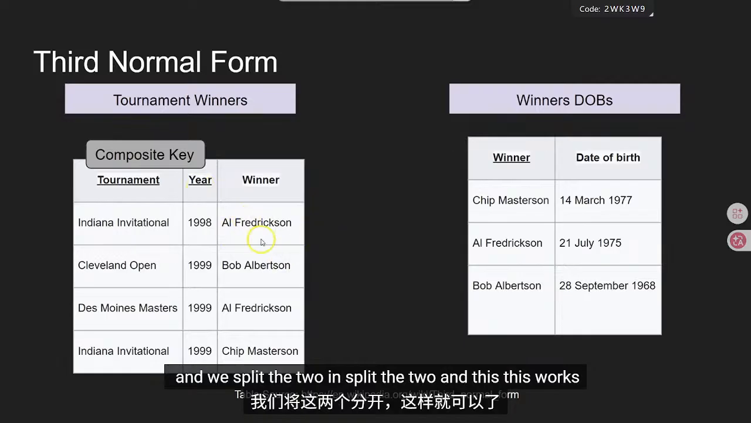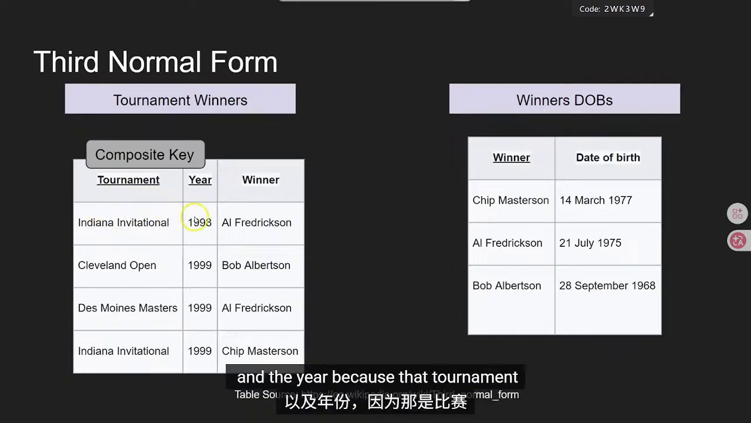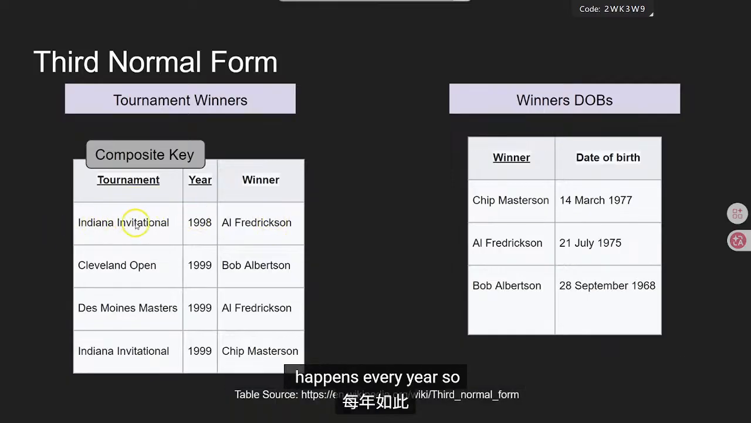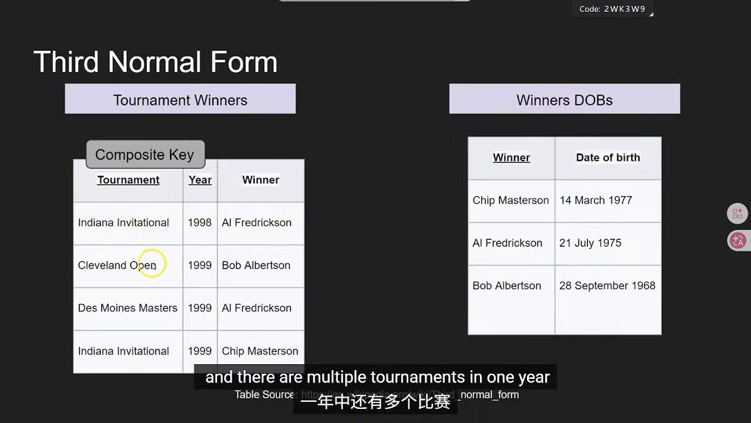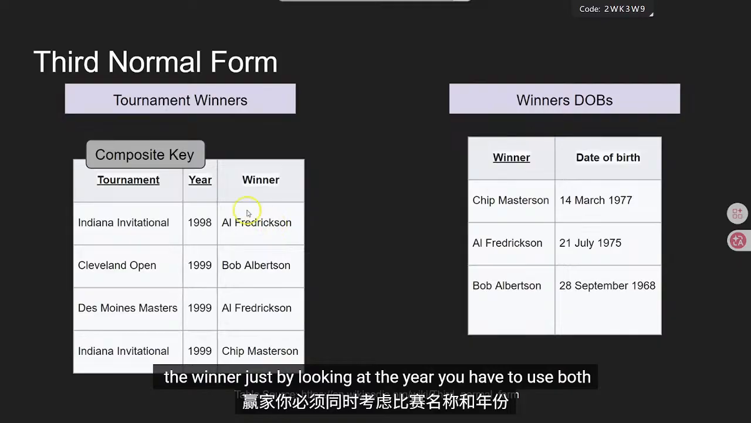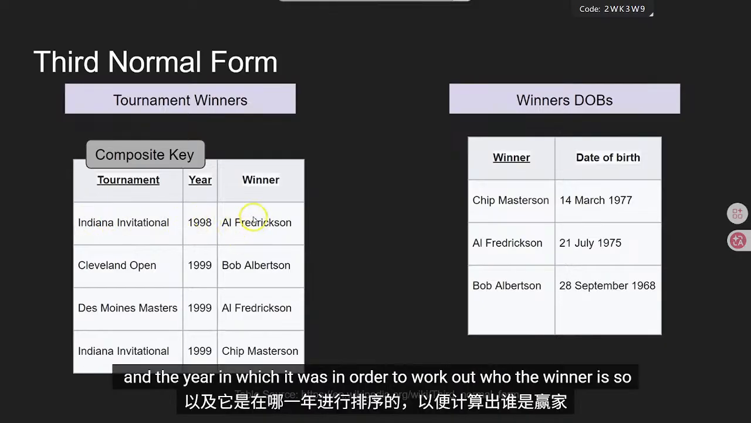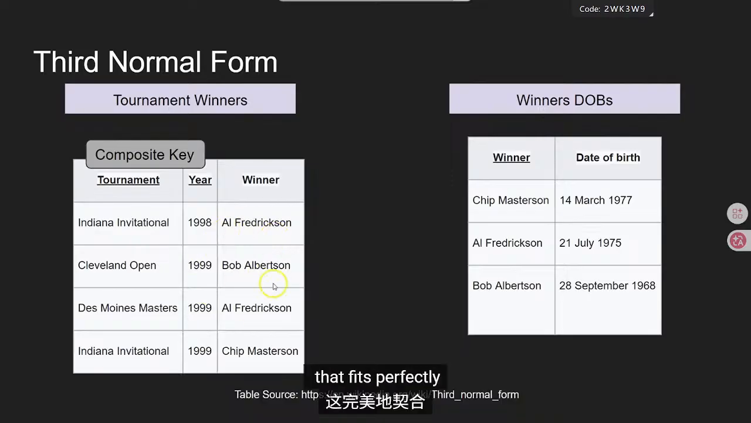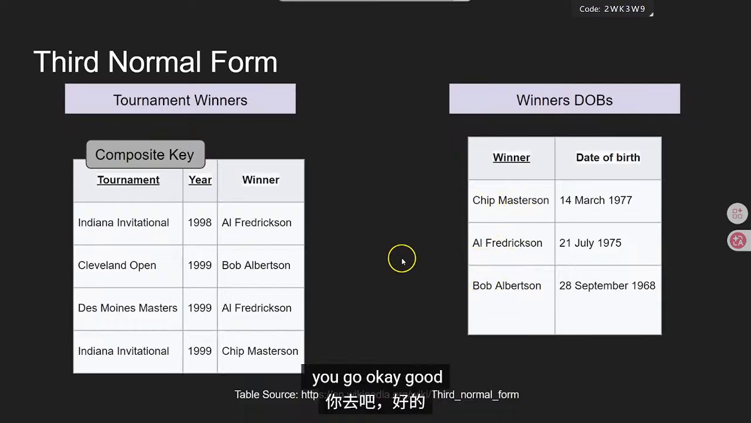This works because here the winner is dependent on the tournament name and the year, because that tournament happens every year, so you can't work out who the winner is just by the name of the tournament itself. And there are multiple tournaments in one year, which means you can't determine the winner just by looking at the year. You have to use both the name of the tournament and the year in which it was held in order to work out who the winner is. So that fits perfectly. And then over here, again, the date of birth corresponds to that particular winner. There you go. Okay, good.